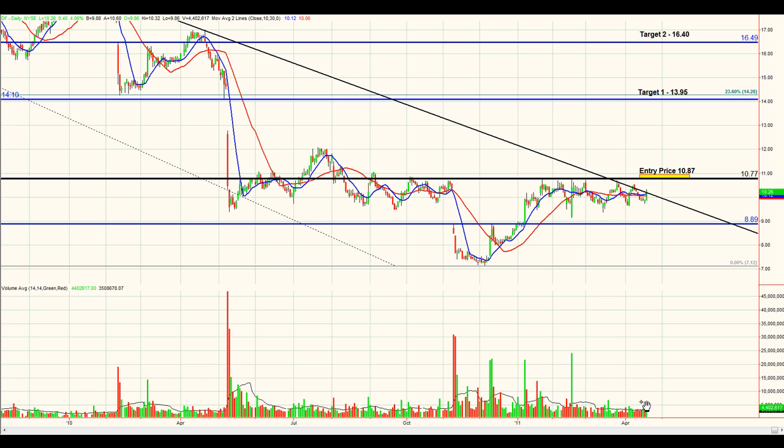Number two, look at the volume. Right now we've been at or above the volume average, and it looks like it's been rising over the last month, which is a positive sign for the stock price. And number three, here is the breakout level. So we want to see it get over 10.77, with volume if possible. So we've identified an entry price here at 10.87.